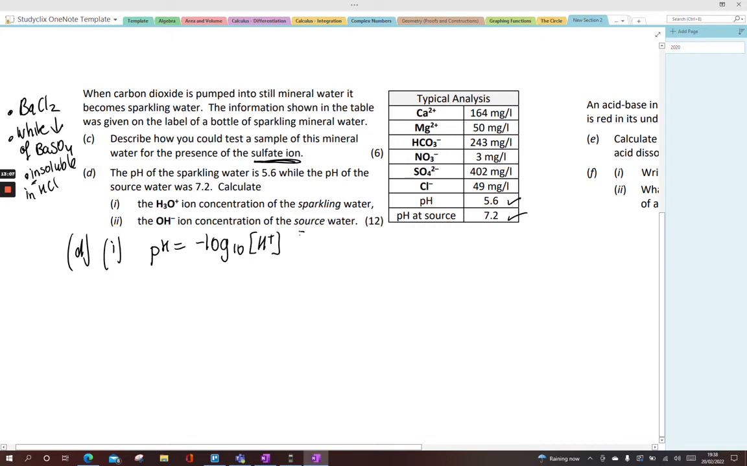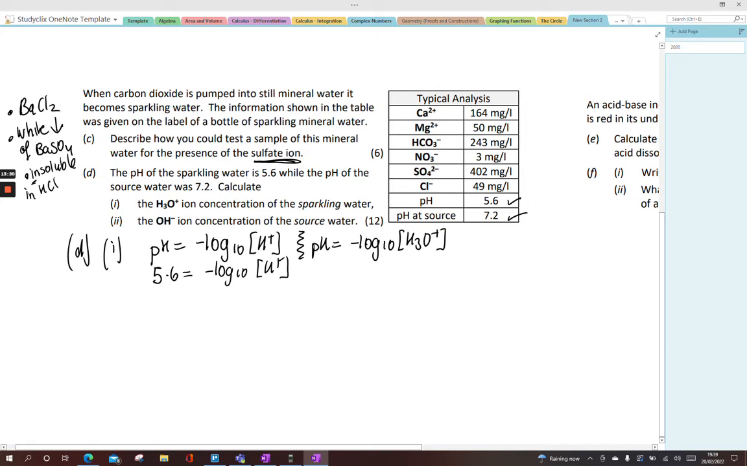Now that is the same. If you see H+, it's the same as H3O+. So don't be getting confused in that. I often have the tendency to write down H+. So fill in your pH of your sparkling water, which is 5.6. It's minus log to the base 10 of H+.